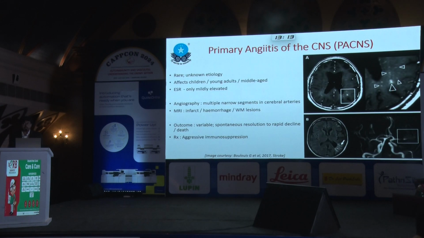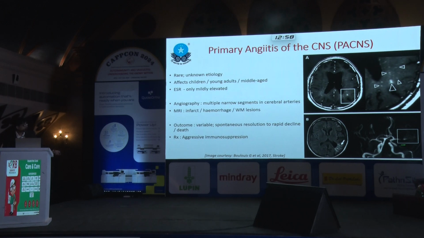Next is primary angiitis of CNS. It is a rare disease of unknown etiology, can affect children, young adults, or middle-aged persons. ESR is only mildly elevated compared to GCA. Angiography can show multiple narrow segments in cerebral arteries.